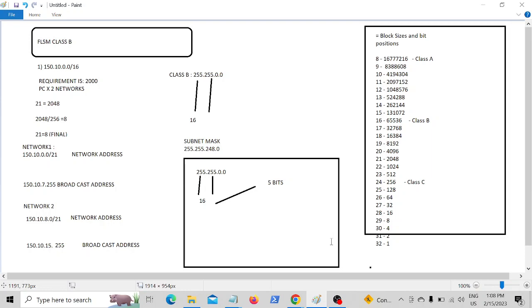Does anyone else have any doubt in this FLSM? If you have no doubts, I can move to VLSM. Yeah, we are clear, no doubts.